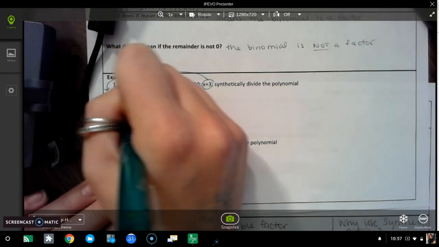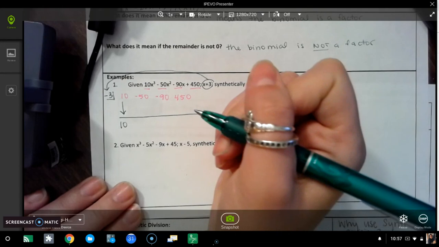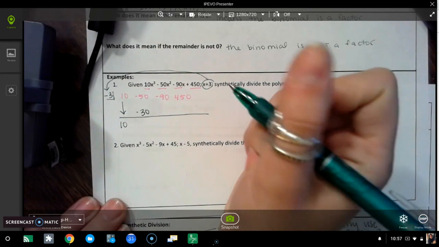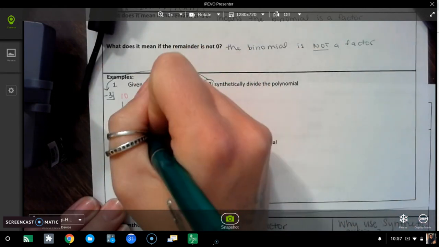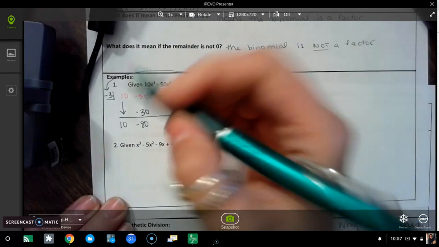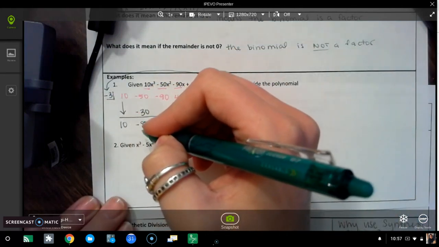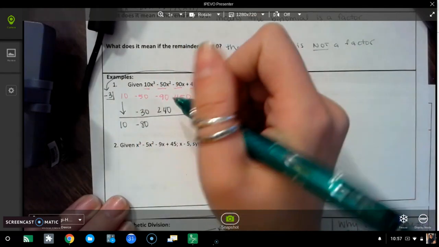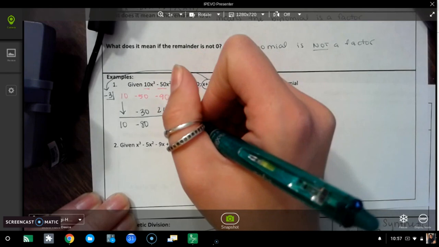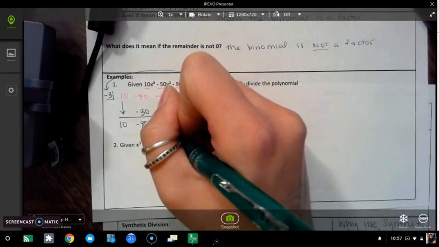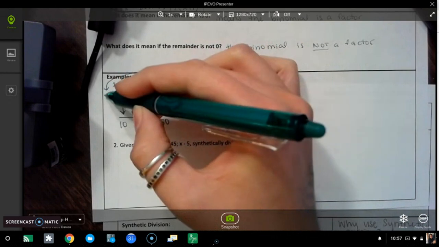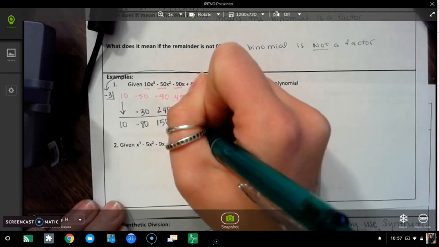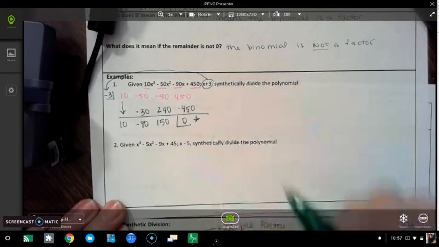My first step is to bring my first one down. So 10, and then -3 times 10 gives me -30. Add these down, -50 plus -30 gives me -80. -3 times -80 is going to be a +240. And then -90 plus 240 is going to give me a +150. So -3 times 150 is going to give me -450. When I add these down and I get a 0, that means, yep, we're a factor.